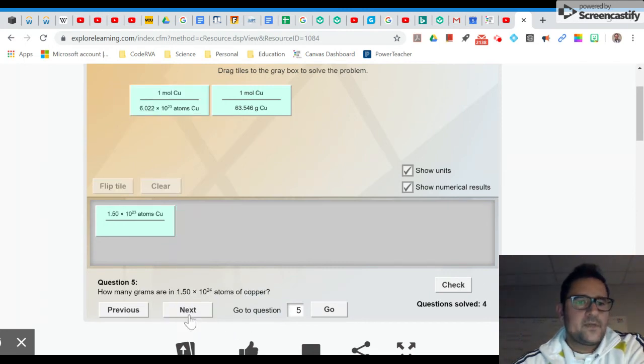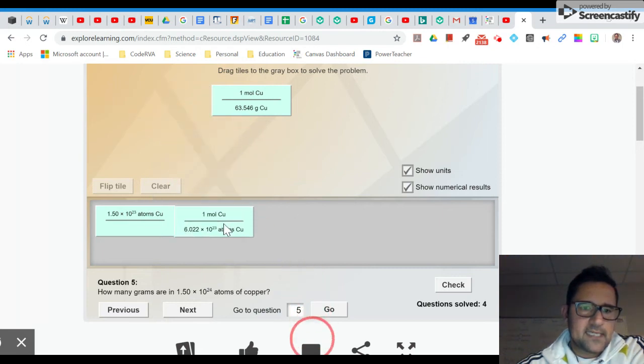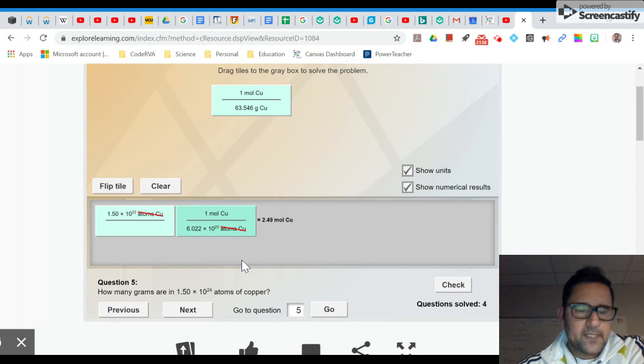Question 5, how many grams are in 1.5 times 10 to the 24 atoms of copper? So I'm going from atoms to grams. So to go from atoms to grams, I'm going to first go from atoms to moles. And I've placed the tile correctly where I have mole in the numerator and atoms in the denominator. And atoms is canceled out.